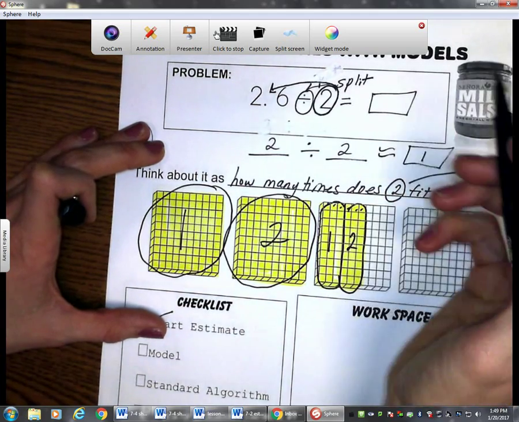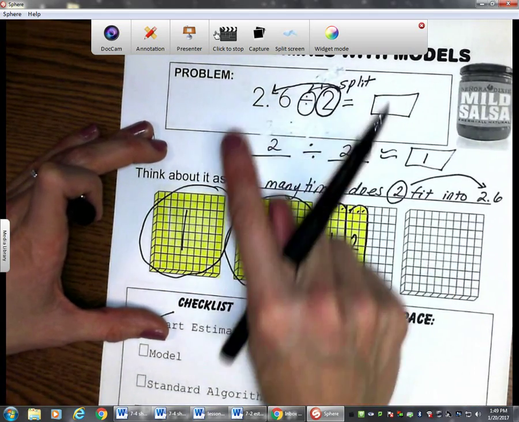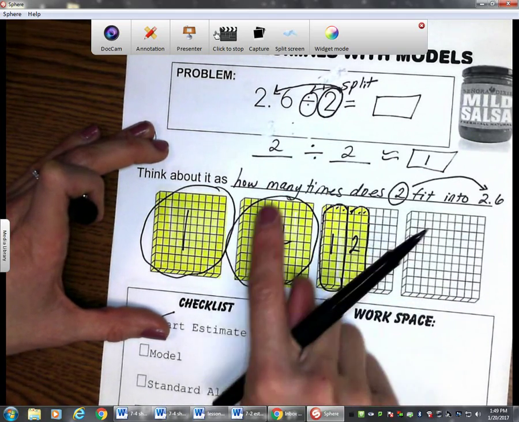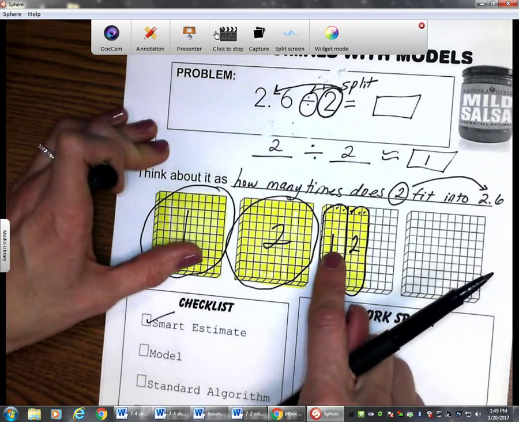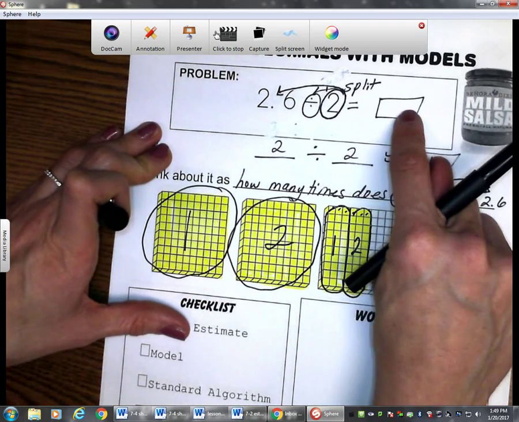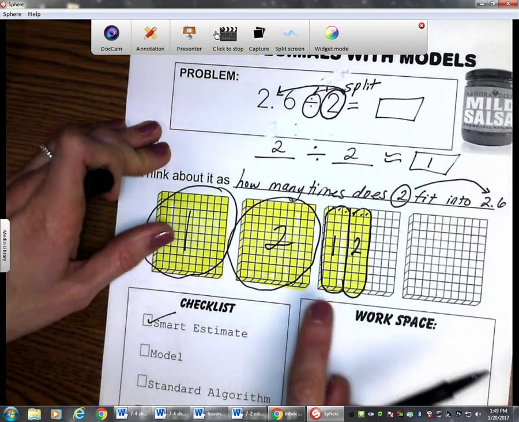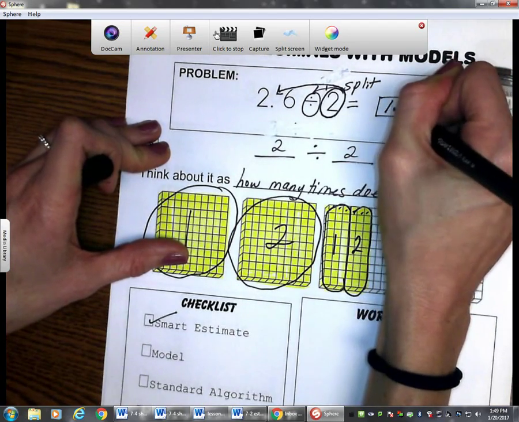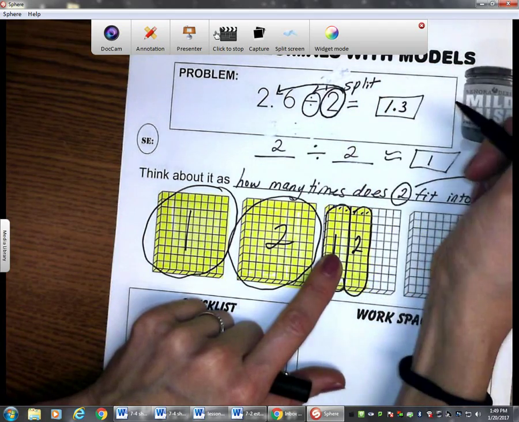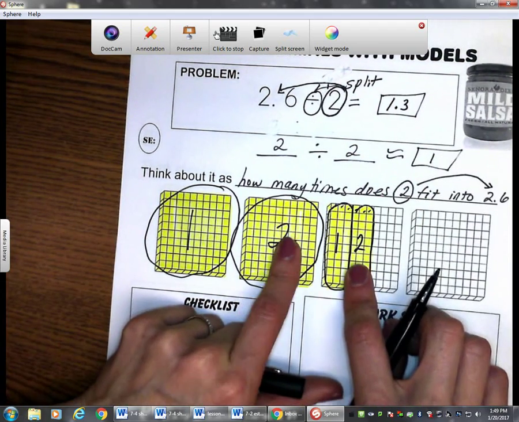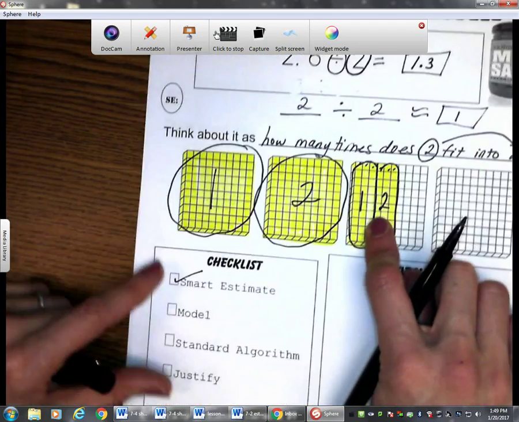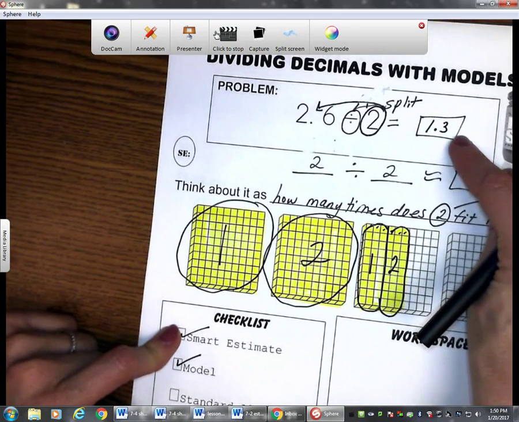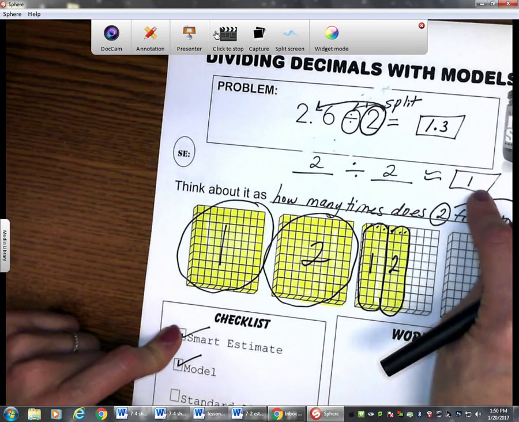And so just a refresher, I'm saying 2 and 6/10, that's how much was totally here, divided into two separate groups, one group and two group. And how many are in each group? This group is left with 1 whole and 3/10, and then this group is also left with 1 whole and 3/10. So based on my model, I think my answer is 1 and 3/10. My estimate was 1, so that's very close.